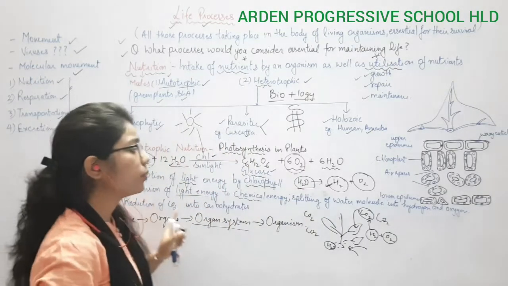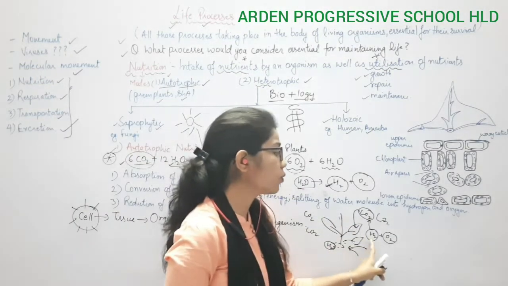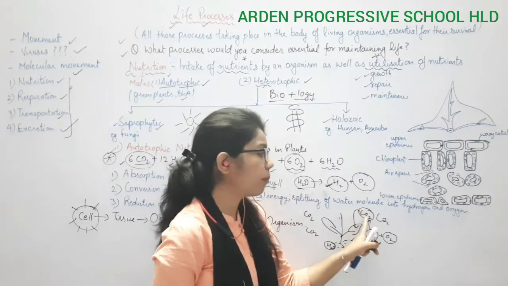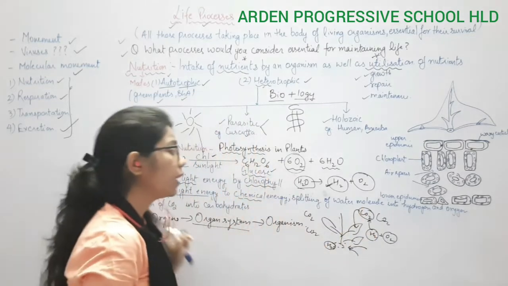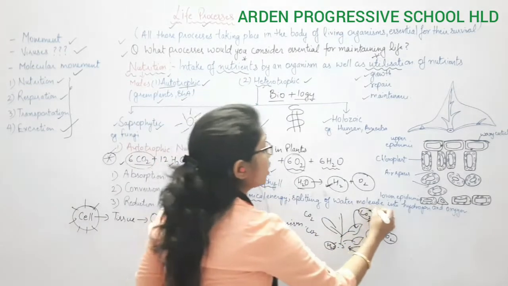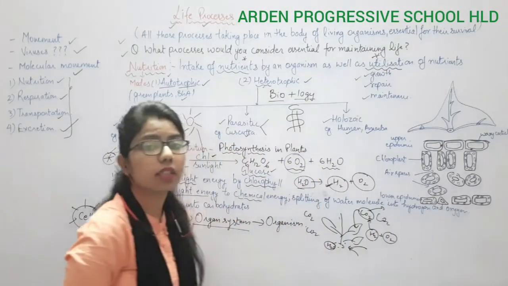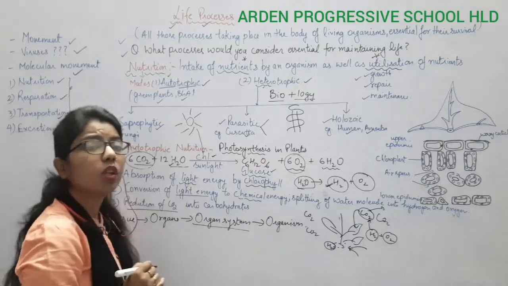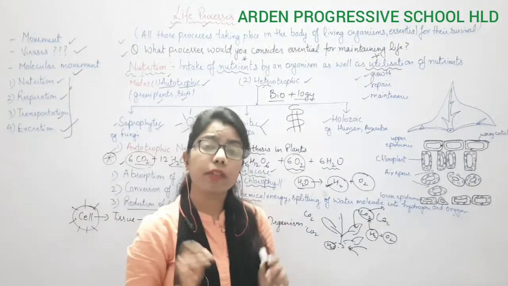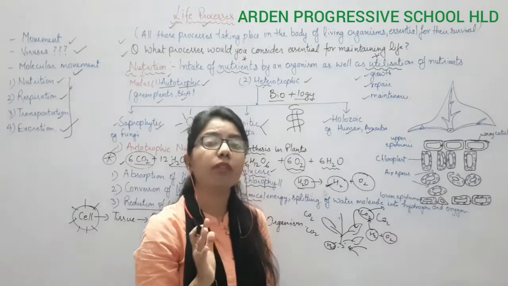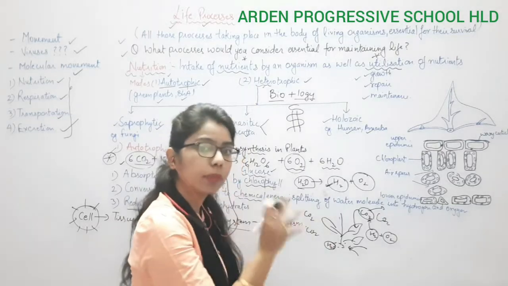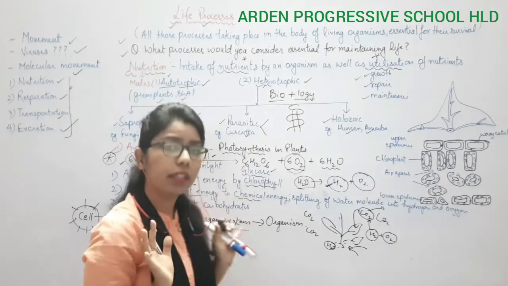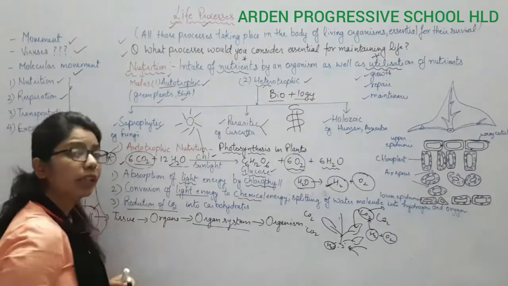Okay, what is going to happen in the third step? This hydrogen molecule will combine with CO2, and what will they form? They will form the glucose molecule, that is C6H12O6. So we can say that this is the reduction of CO2. So what do you understand by reduction? Whenever we add a hydrogen molecule to something, this is known as reduction.